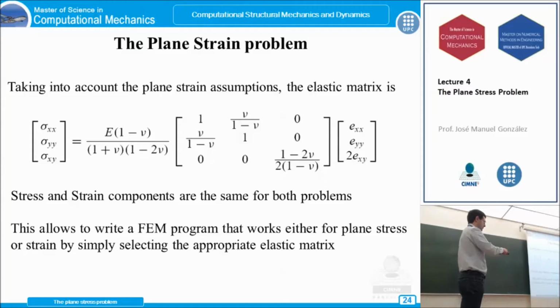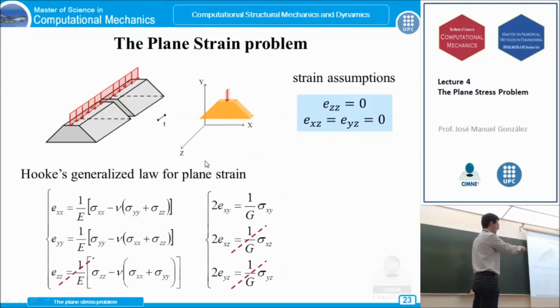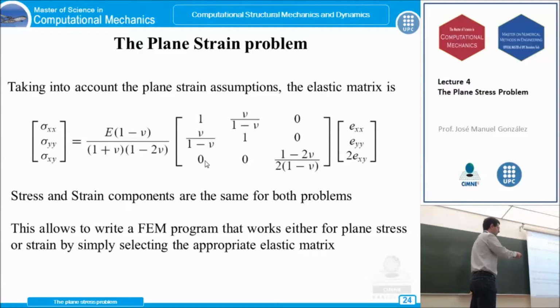Okay, because the components of displacements, strains and stresses are exactly the same. Both problems have the same components, so we can treat them in the same way. In fact, the development we have done with the variational formulation is the same, and we of course will get the same results. The only thing that varies is the elastic relation between stress and strains, corresponding to the strain assumptions. These are the strain assumptions. So the elastic matrix is different, but the treatment of the problems is the same.